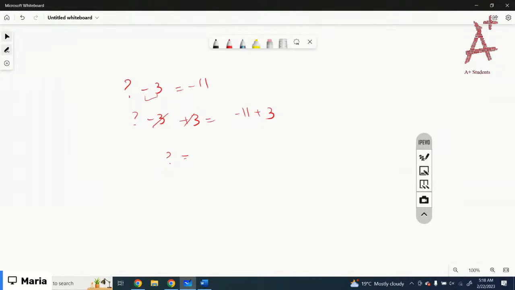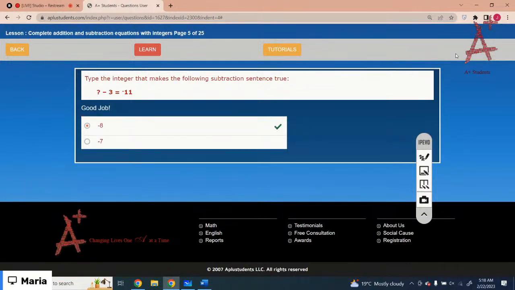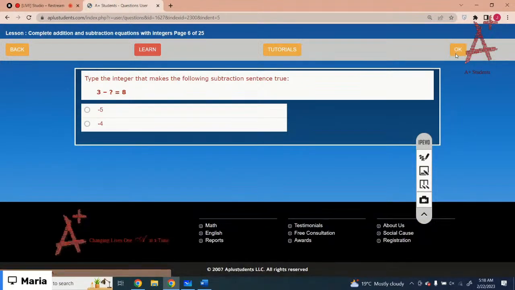And negative 11 plus 3 is... you have to subtract, but you have to put the sign of the greater number. So it would be negative 8. Very good. The correct option is negative 8. No, it is not 8, it is negative 8. You have to put the sign with it. 3 minus the missing number equals 8.